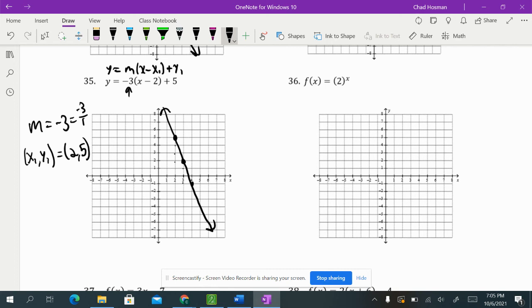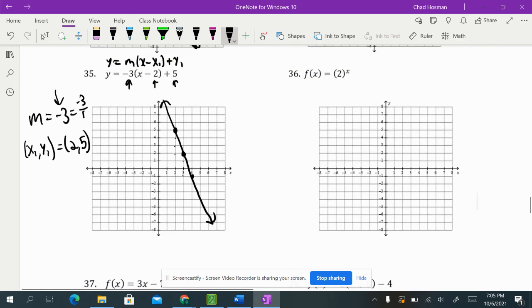So again, all we did, this one didn't give us the y-intercept, but it did give us a point on the graph, right? Because it's in point-slope form. So we just pulled out the 2 and the 5 as our x1 and y1, and then we knew the slope was -3 because that's in that m spot.